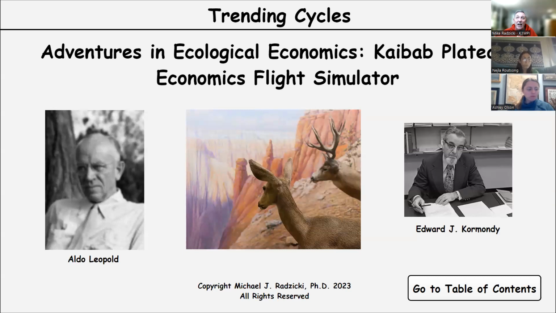So let's go to the table of contents. There's something about deer here: deer herds on the Kaibab Plateau. There's this guy, Edward Cormundy, and I drew from his textbook. And Aldo Leopold was actually a professor from the University of Wisconsin, and he documented the dynamics on the Kaibab Plateau. He documented it, and Cormundy popularized it in his textbook. I'm not sure if it was an ecology textbook. I think that's what it was.